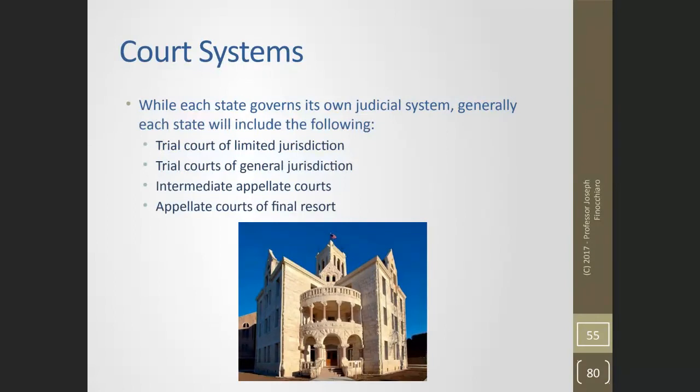While each state governs its own judicial system, generally each state will include the following: trial courts of limited jurisdiction, trial courts of general jurisdiction, intermediate appellate courts, and appellate courts of final resort.